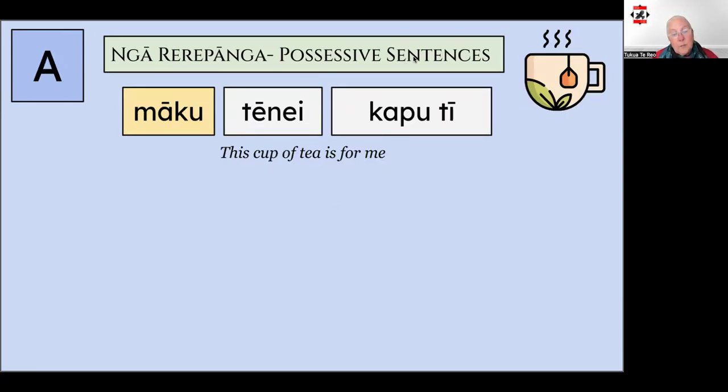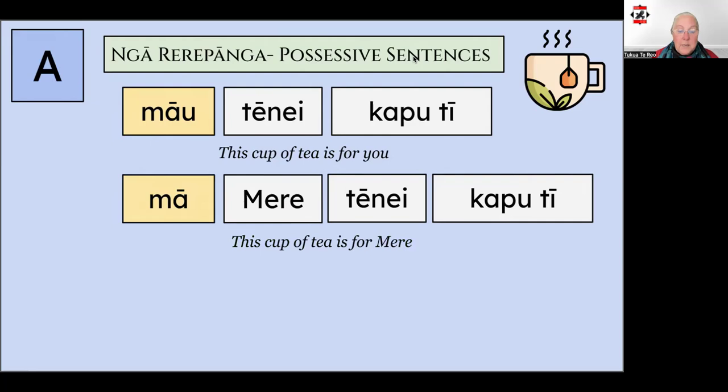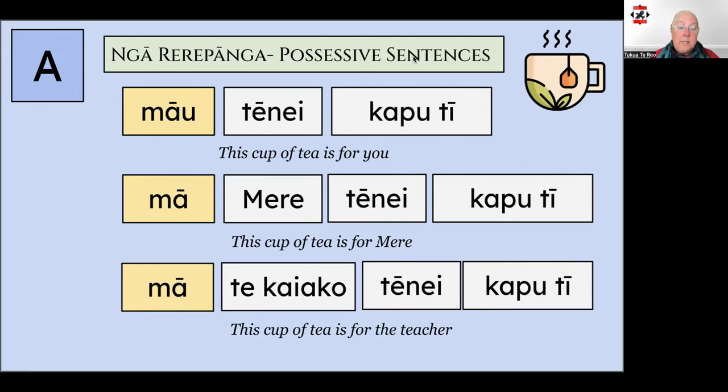M and N classes work in a very similar way. We'll start off again with the a category, and I'll use a cup of tea as the object. Māku tēnei cup of tea. This cup of tea is for me. Changing the M class possessive, and now it can become mau tēnei cup of tea. This cup of tea is for you. Replacing the pūrero and adding the name of a person now. Mā mere tēnei cup of tea. This cup of tea is for Mere. And the last one, mā te kaiako tēnei cup of tea.